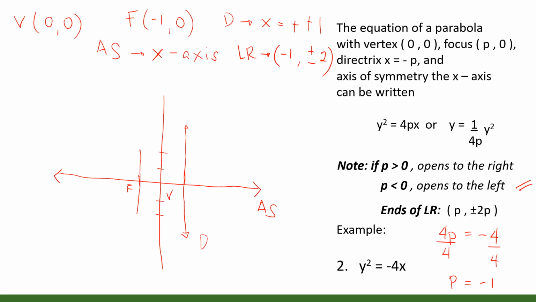Okay? From the vertex, gawa tayo ng parabola. So, ito. From the vertex of parabola, then yan. So if you notice, ang opening natin ay to the left. At yun naman yung ating inaasahan dahil ang value ng P is negative 1, which of course less than 0. So eto ulit yung ating sagot dito sa ating example number 2.